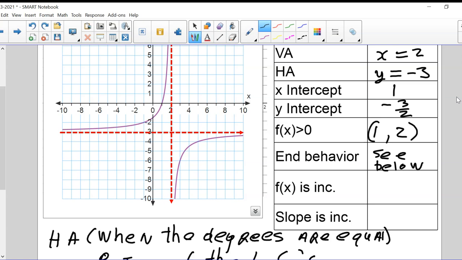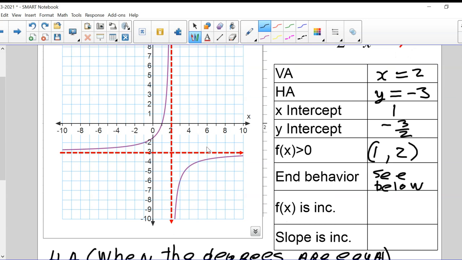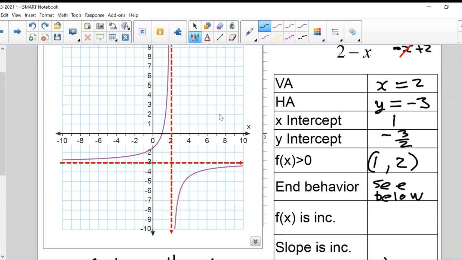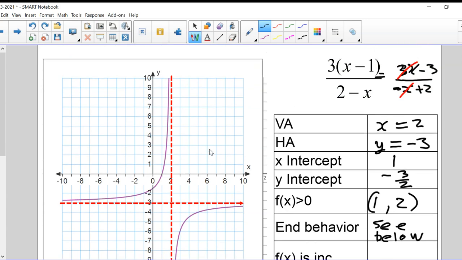If it's going down, it's decreasing. And remember, you always go from left to right. Always go from left to right. So, can anybody tell me where the function is increasing? I'll let you see the picture of the function again. All right, so there's your function right there, as drawn by the smartboard. Where is that function increasing?